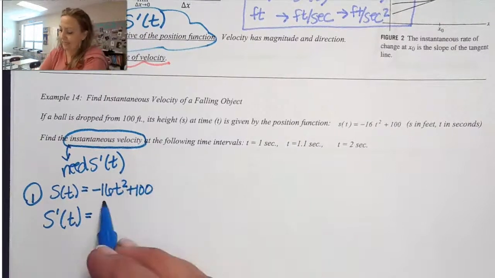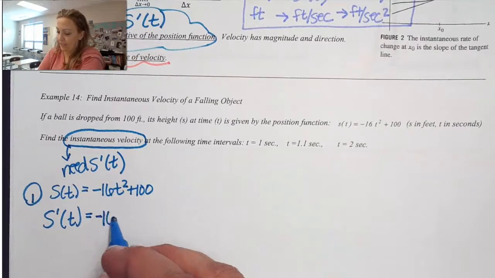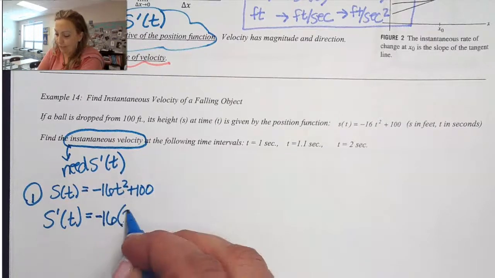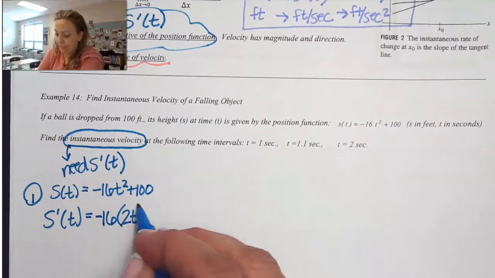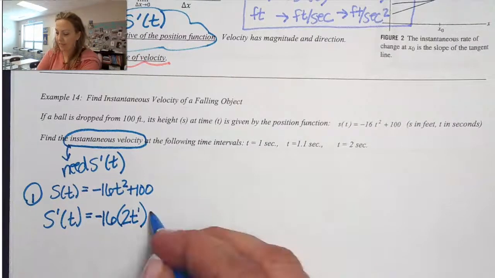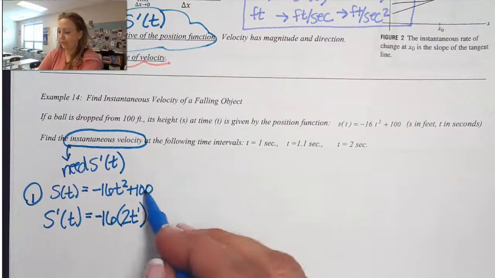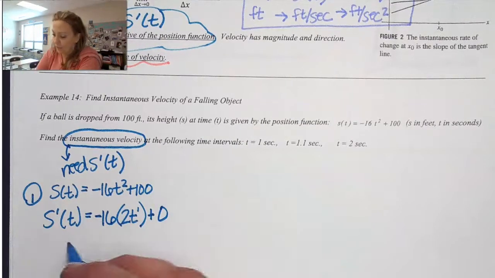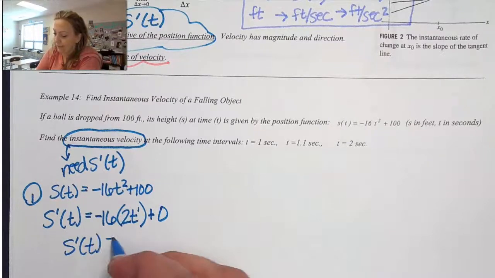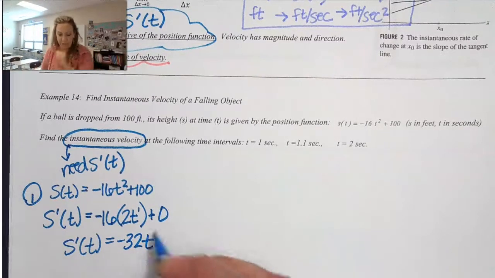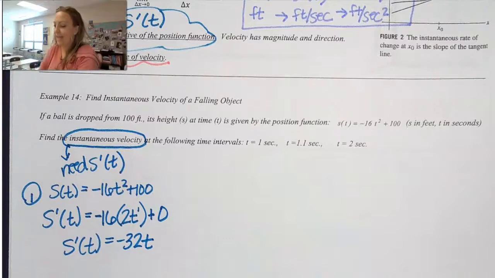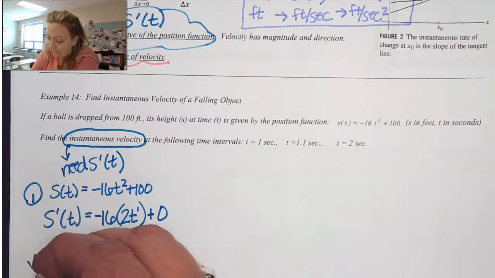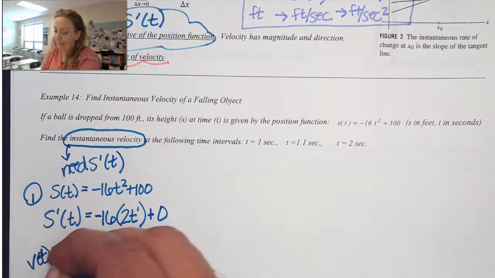We're going to take the negative 16 as the coefficient, and then we take the derivative of t squared, which is going to be 2 times t to the first. And then by the constant rule, the derivative of 100, which is a constant, is 0. So essentially, my derivative ends up being negative 32t. Okay? And remember that this s prime of t is really the same as the velocity.